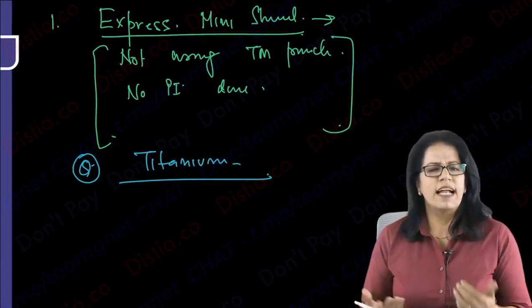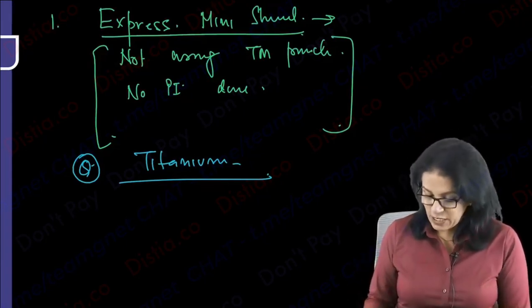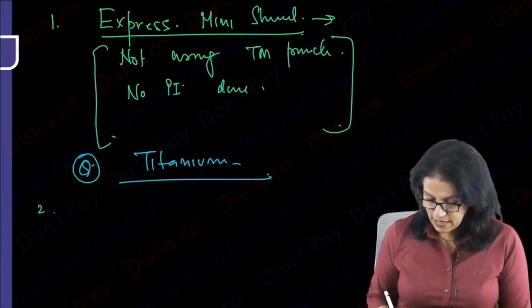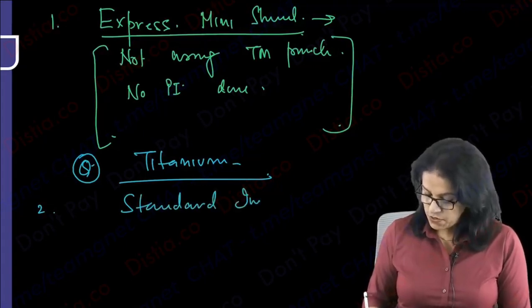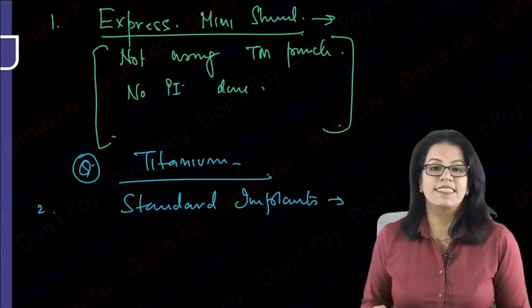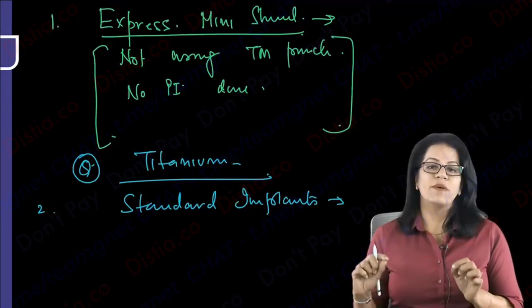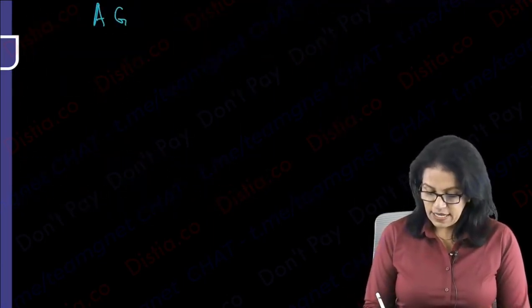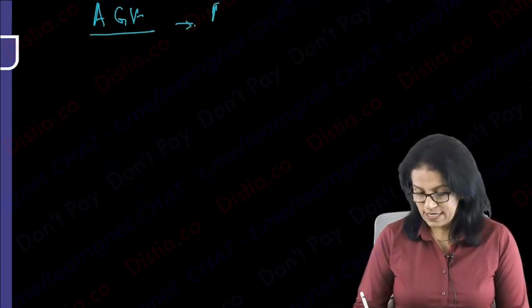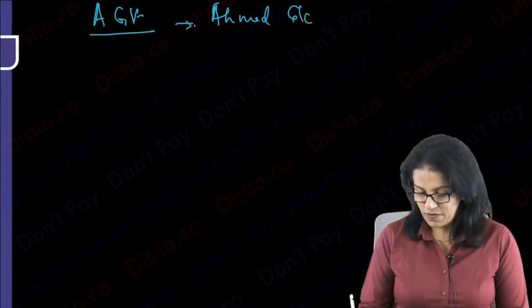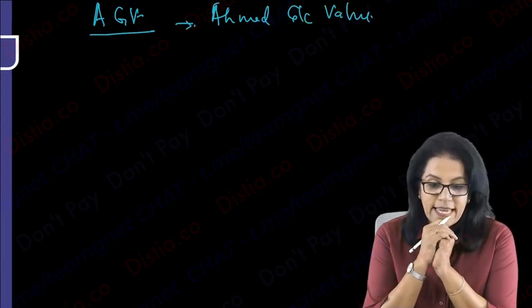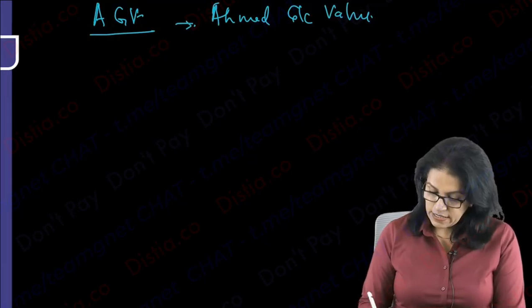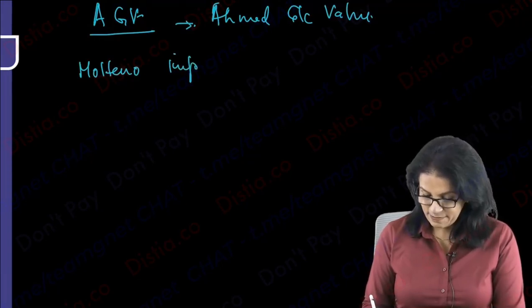So that was number one. What are the usual standard implants apart from this mini shunt Express implant? Give the heading second, other standard implants. What do you want to learn here? Very important is the Ahmed glaucoma valve, AGV. It stands for Ahmed glaucoma valve. And just remember, one old name which was very famous, the Molteno implant.